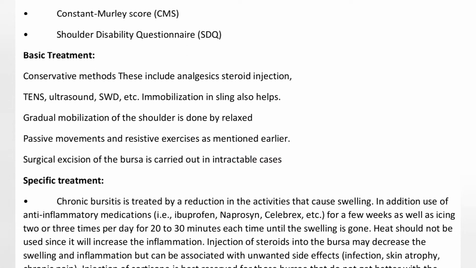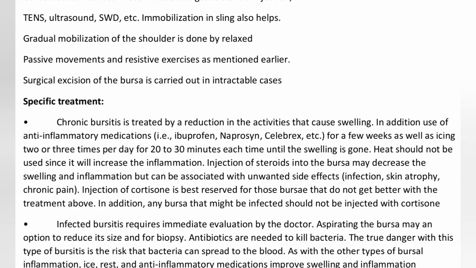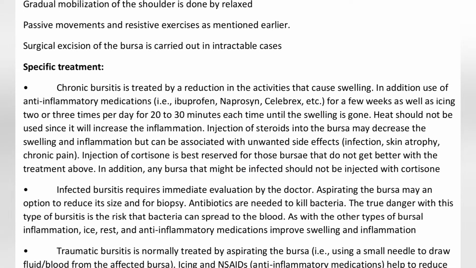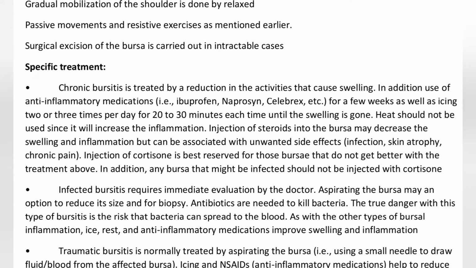Now the specific treatment for the different types of bursitis. If any patient has chronic bursitis, it is treated by reduction in the activity that causes swelling. In chronic bursitis, use anti-inflammatory medicine for a few weeks, as well as icing. We can use icing twice or 3 times per day for 20 to 30 minutes each time until swelling is gone. Heat should not be used since it will increase the inflammation.